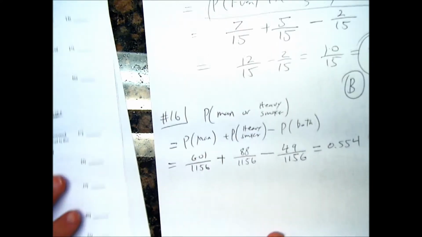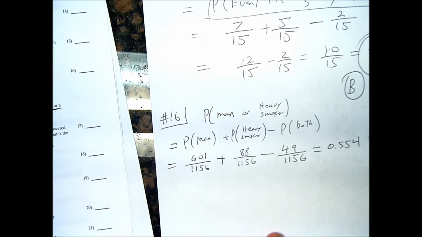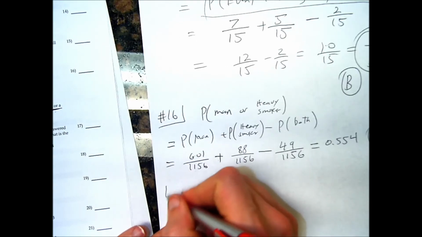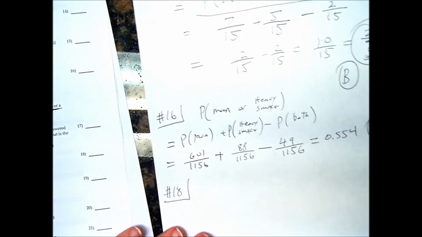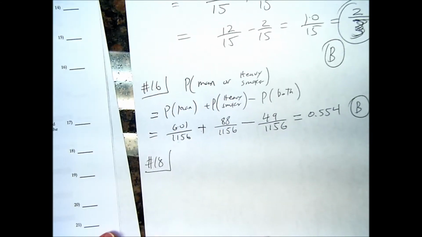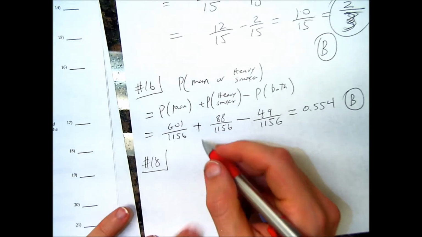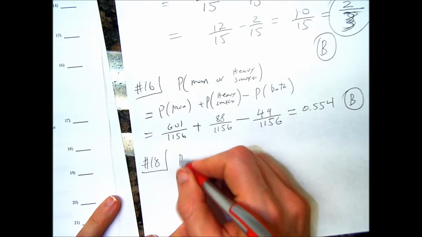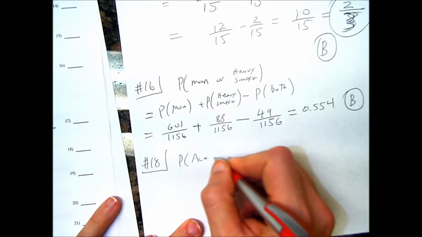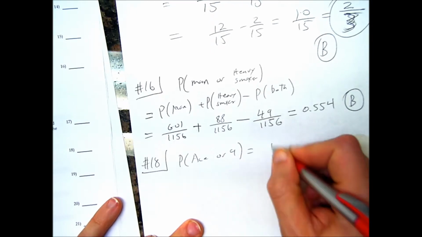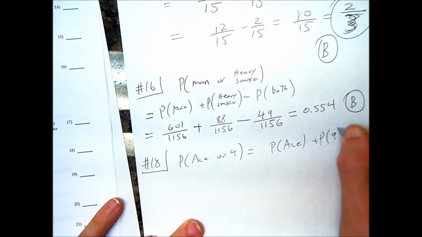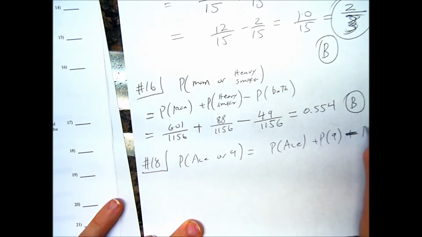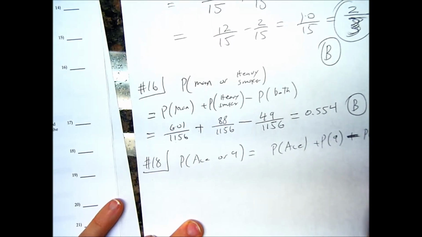I think we've done enough of those overlap ones. Maybe let me do number 18. A card is drawn from a well-shuffled deck of 52 cards. Find the probability of drawing an ace or a 9. So that's going to be the probability of drawing an ace plus the probability of drawing a 9 minus the probability of both, again, so we don't overlap.